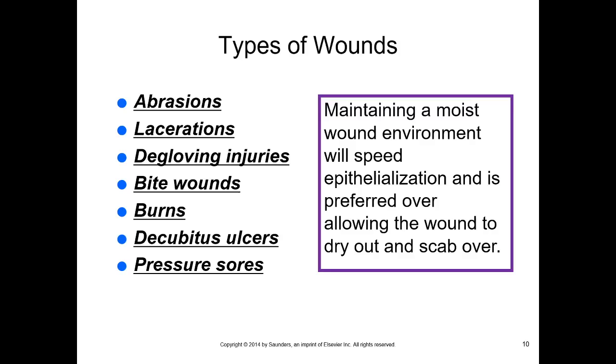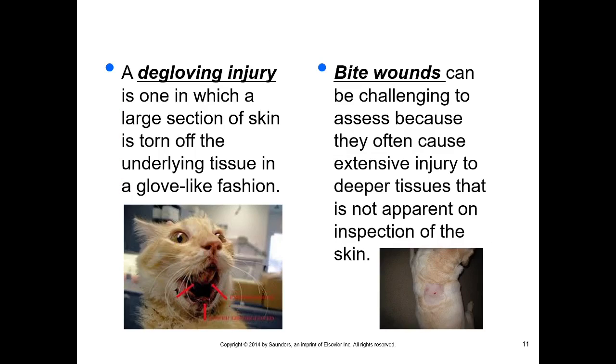We want to maintain a moist wound environment that will help to speed the epithelialization, and it's preferred over actually allowing the wound to dry out and scab over. So wearing a Band-Aid actually heals your wound faster. It's an example of a degloving injury.